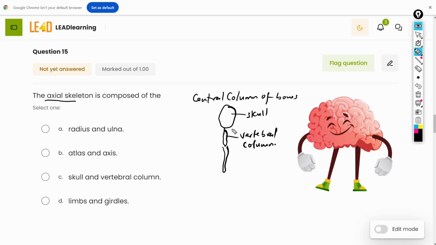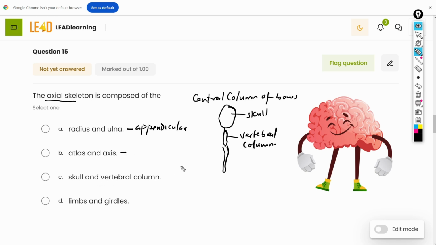So let's look at the options. The radius and the ulna are bones of the lower arm, so they fall under the appendicular skeleton. The atlas and the axis are bones found at the neck with the cervical vertebra, so they will form part of the unique bones found at the neck.